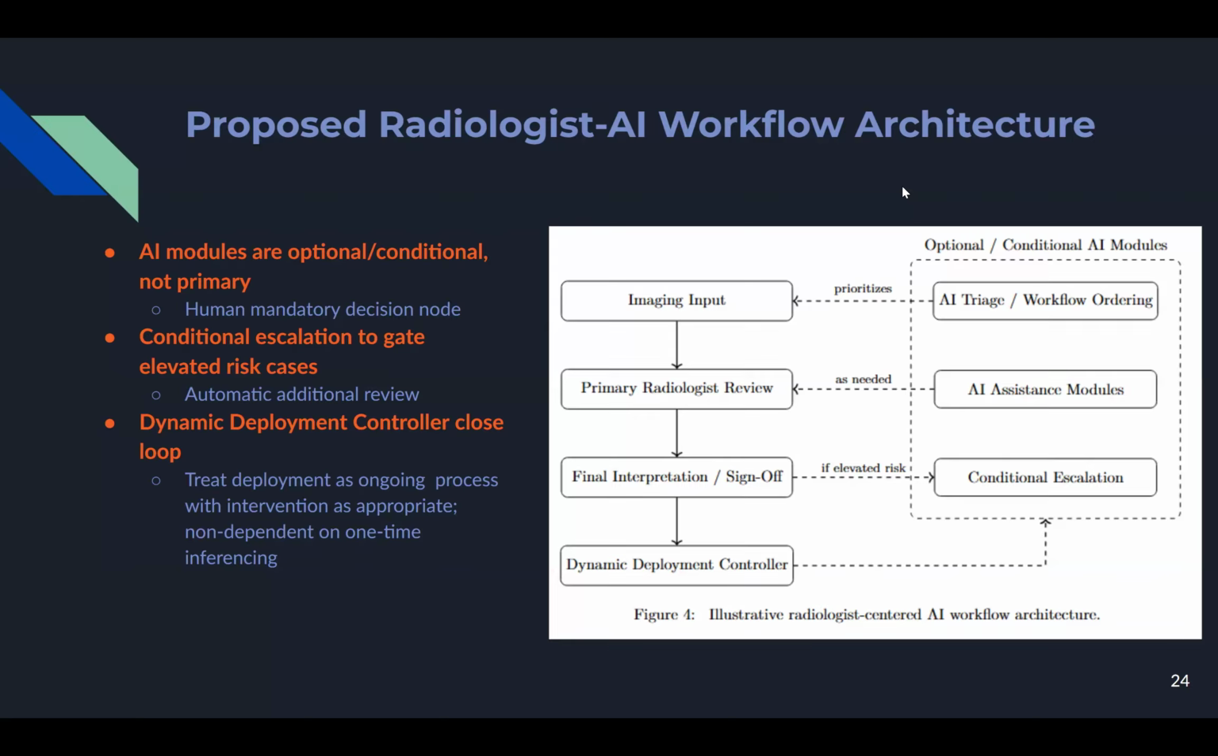So, when there is any uncertainty or any possible instability in the system, it triggers conditional escalations. In such cases, human review is very important, and so the final interpretation and sign off always remains with the radiologist. A dynamic deployment controller continuously monitors the system, adjusts thresholds, and escalates the workflows when at risk. So overall, it ensures the balance between efficiency, safety, accountability, and ethical AI use. Next slide, please.